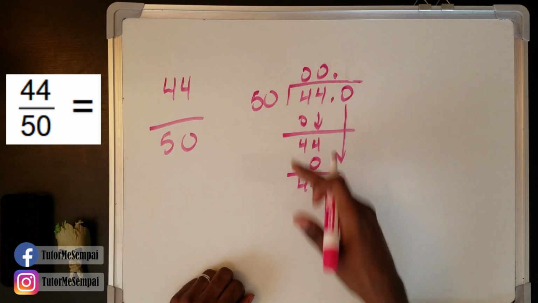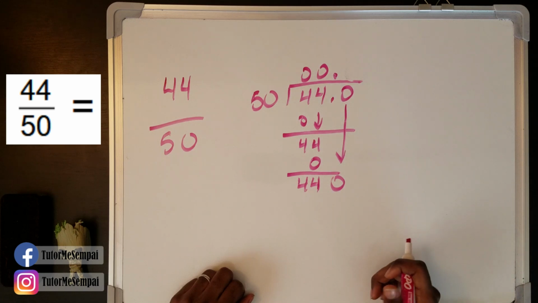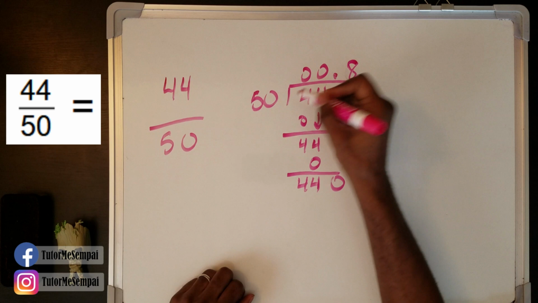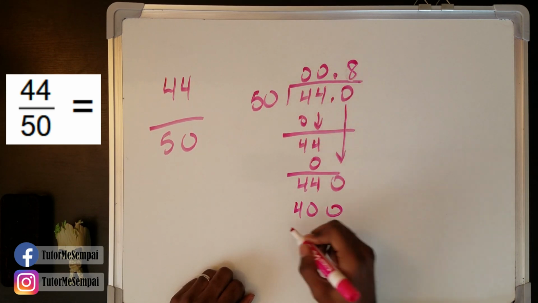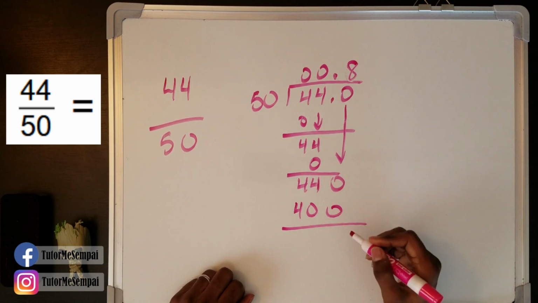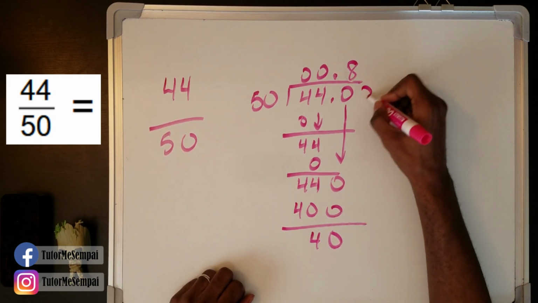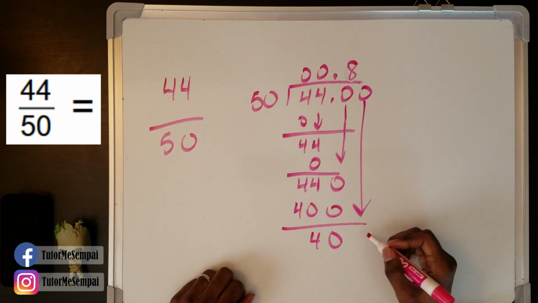Now you have 50 going into 440. Well, how many times does 50 go into 440? Well, that's going to be 8 times, right? Because 8 times 5 gives you 40, and we have an extra 0 here, so you get 400. So when you subtract these, you get 40 once again, and we're going to add another 0 because we're not done. We're going to keep going until we can't go anymore.